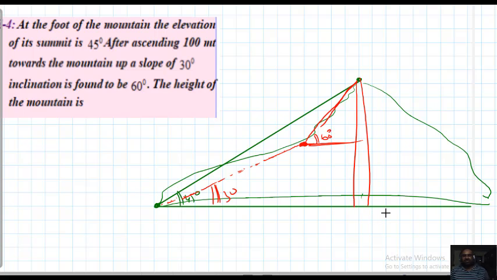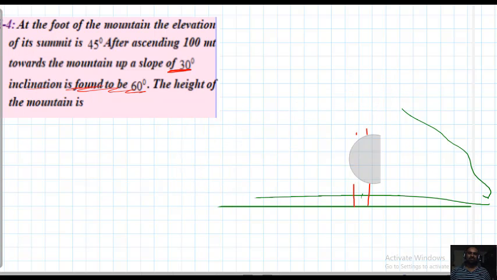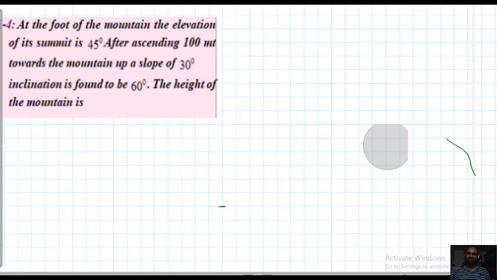So this is the rough sketch now. I think you understood. Initially at the foot of the mountain, the elevation of the summit is 45 degree. Okay, after ascending 100 meters toward the mountain, walking towards the mountain up a slope of 30 degree, the inclination is found to be 60 degree, the inclination with the ground. Okay, yeah, this is the diagram. Now I want to complete the problem. So this is an interesting one only, Nana. Observe. So I want to draw the diagram linearly.